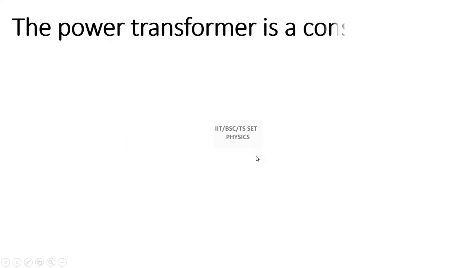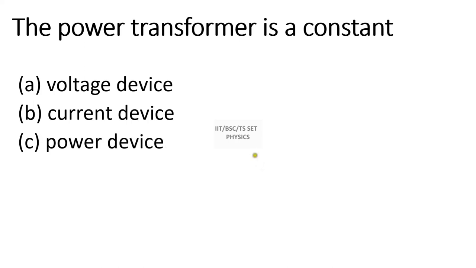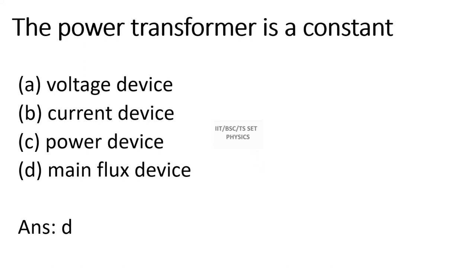Next question. The power transformer is a constant voltage device, current device, power device, main flux device. D, main flux device.